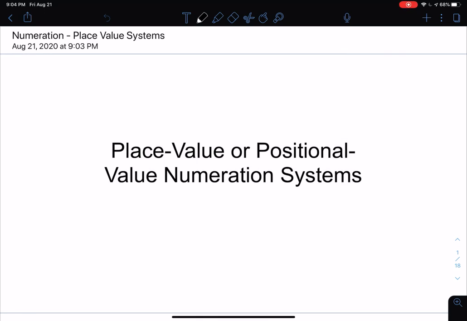Hello, welcome back. Today we're going to continue our journey with numeration, looking at ancient systems, and we're going to get into the place value systems. These are going to start sharing rules and setups and patterns similar to what you're used to today with our Hindu-Arabic system that we use now.